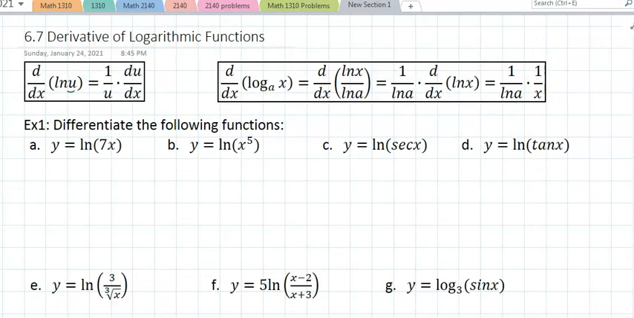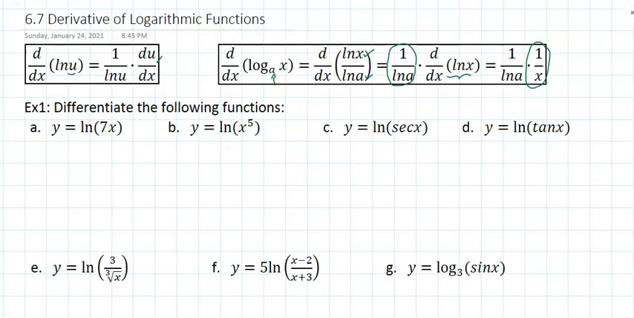I'm sorry, I made a mistake. Please note that the derivative of natural log of u is 1 over u. All throughout this section and all throughout the course, that's what it is. I had 1 over natural log of u, that was a typo. So please make a note of that.